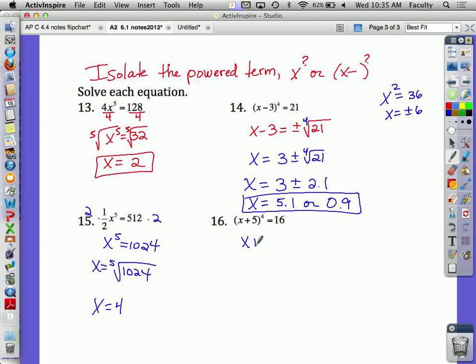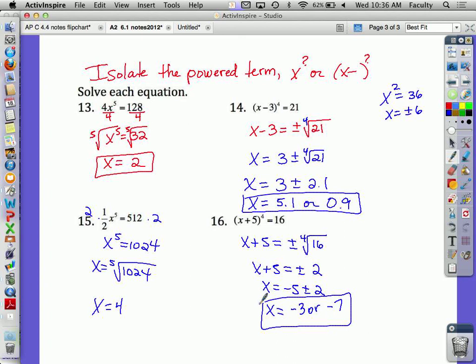So here, we're going to do x plus 5 equals plus or minus the 4th root of 16. Now, I would not use my calculator because the 4th root of 16 is one of them that we know or are supposed to know. That's 2. So x is negative 5 plus or minus 2. And I know how to compute this. It's negative 5 plus 2, which is negative 3, or negative 5 minus 2, which is negative 7.